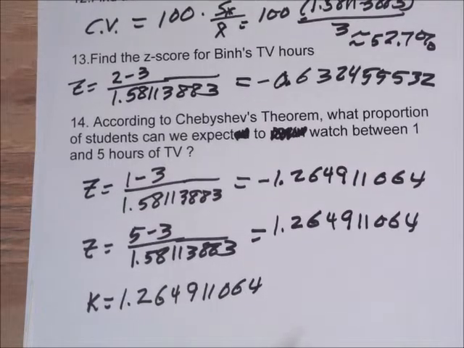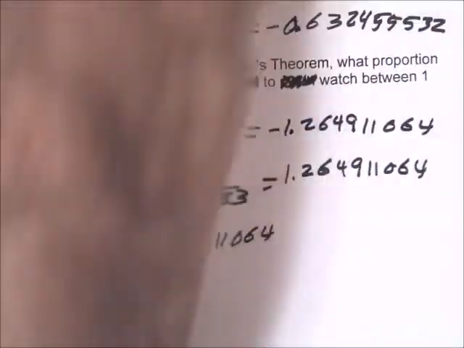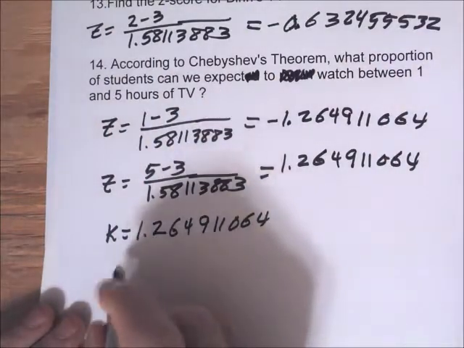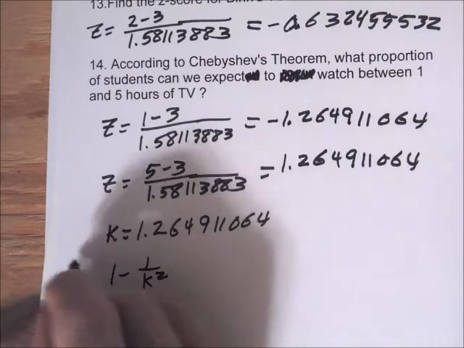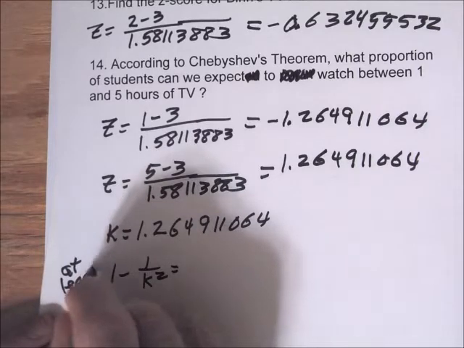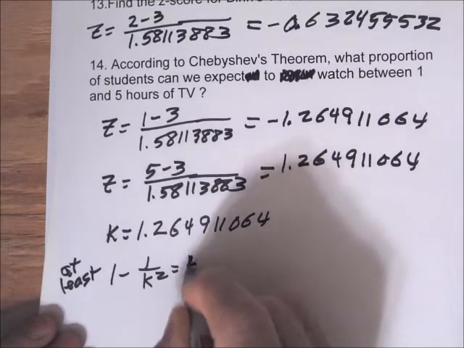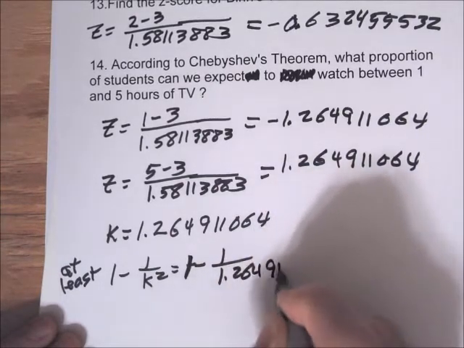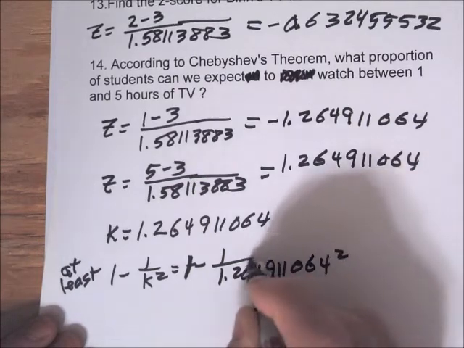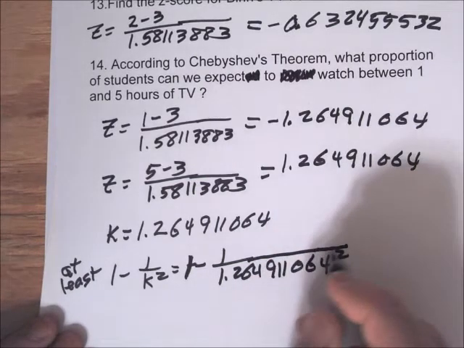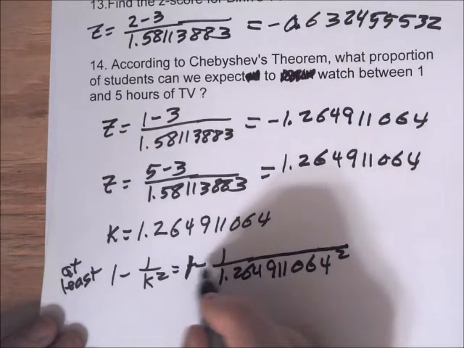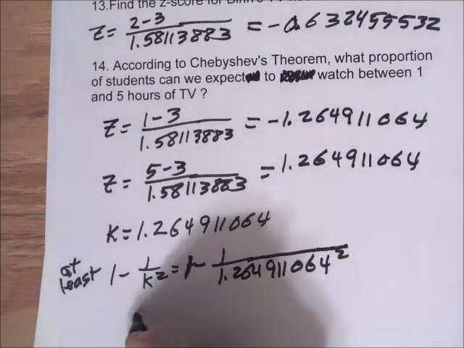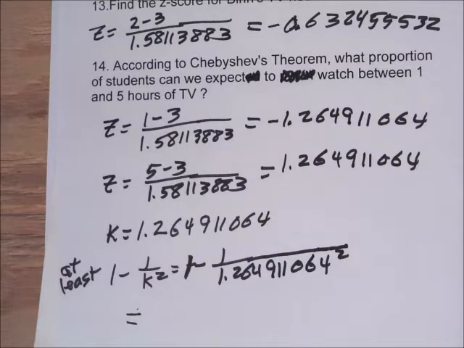So then we can plug this number k into the formula for Chebyshev. So it's 1 minus 1 over k squared, and it's at least that much. That's 1 minus 1 over 1.2649 squared. When you square a negative number, it comes out positive. If you square a positive number, it comes out positive. And then we have this other minus sign, which makes it negative. You'll get the same result if you put in the negative 1.26 or the positive 1.26.